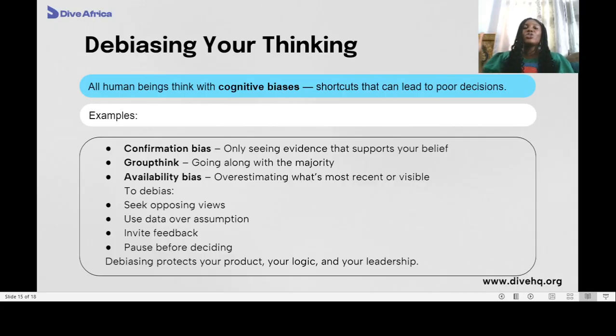Make sure you get feedback. Pause before deciding. De-biasing protects your product, your logic, and your leadership. So it's very important that you make use of this. Don't just be biased. Make sure you are also open to receiving feedback and doing what is right, so that you'll be able to help every individual, which is very important, and it's going to help everybody in your team.